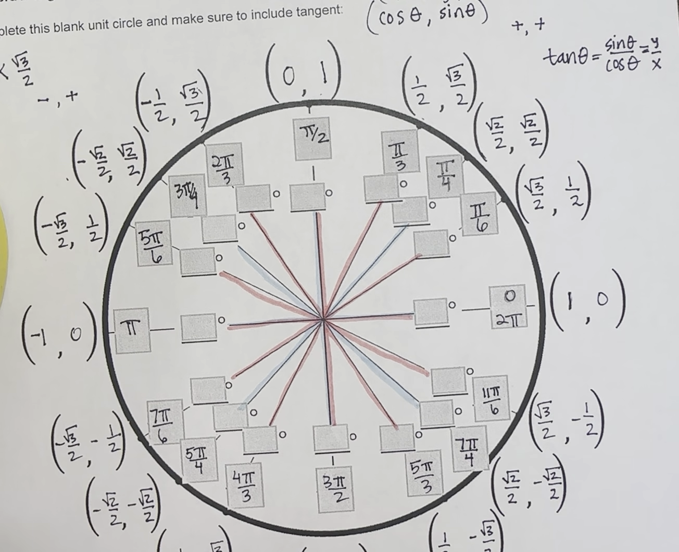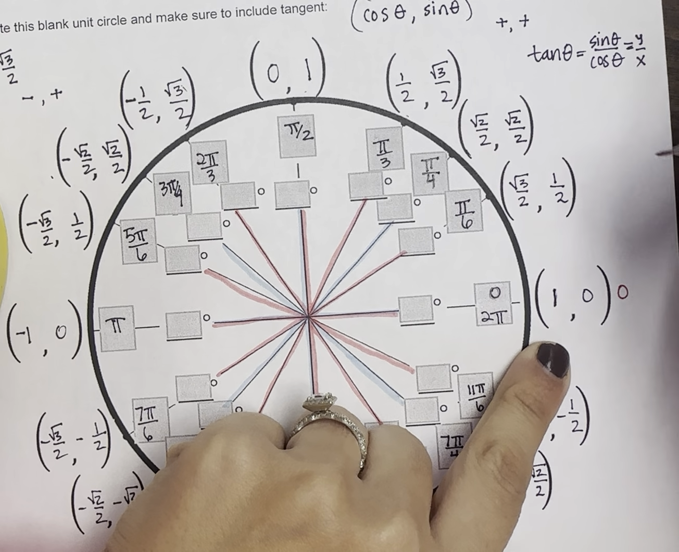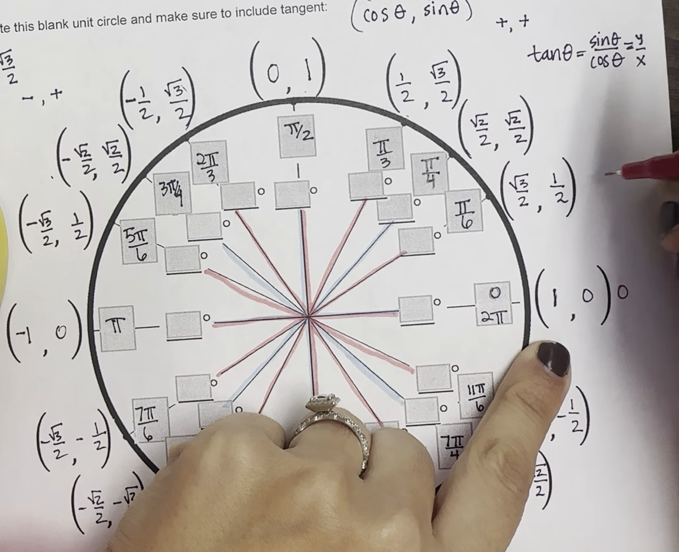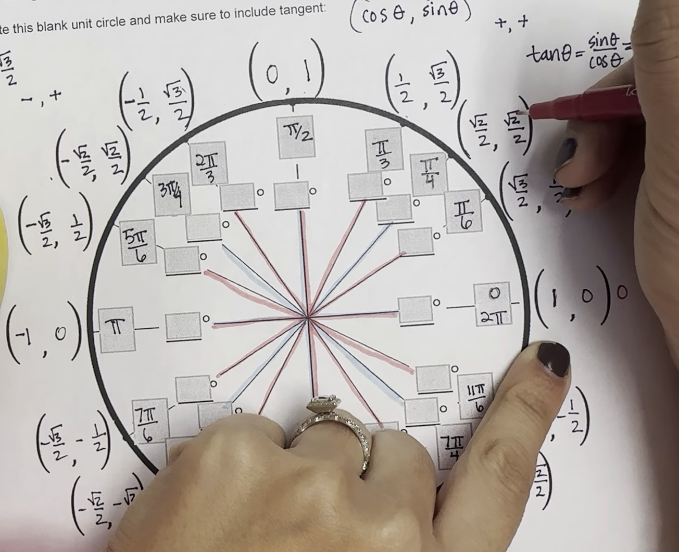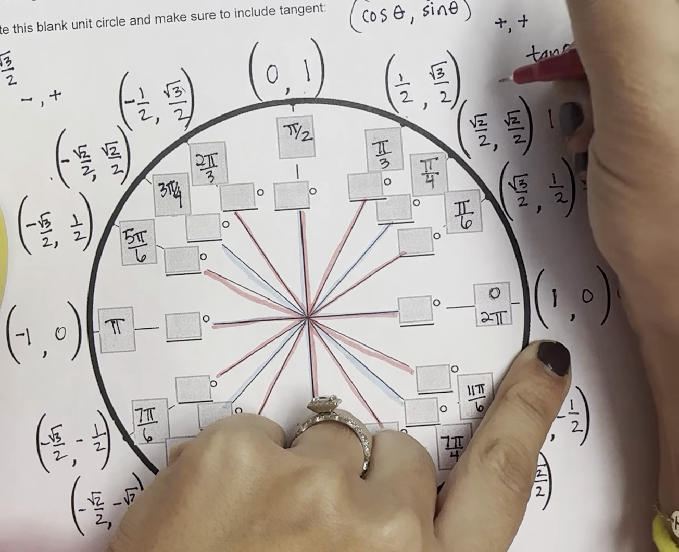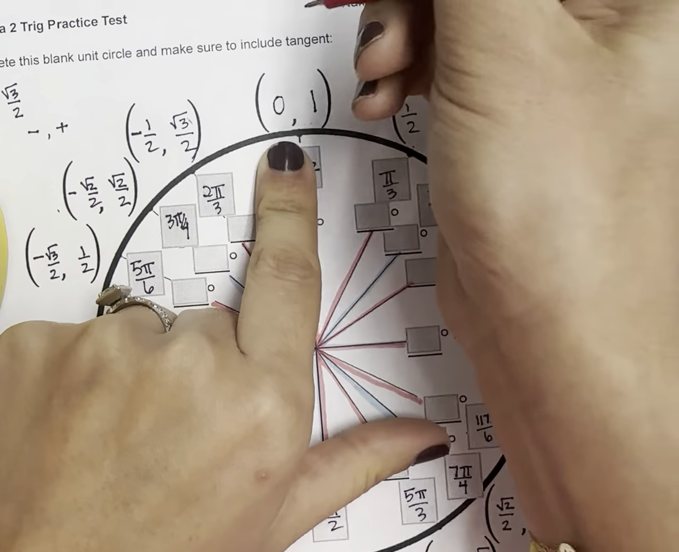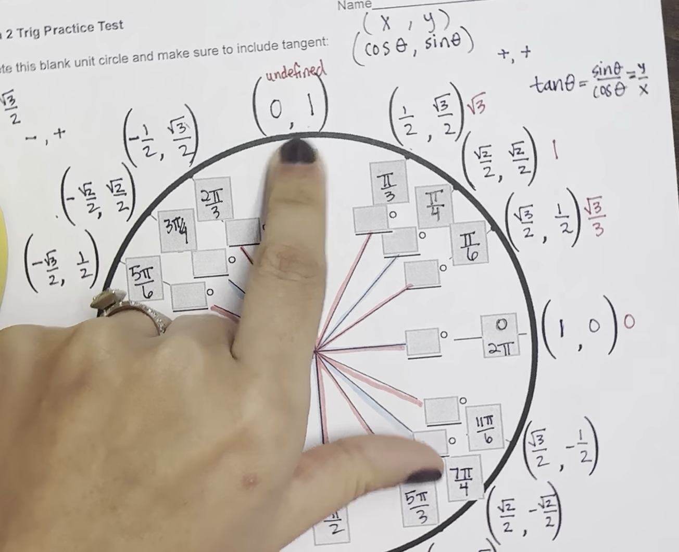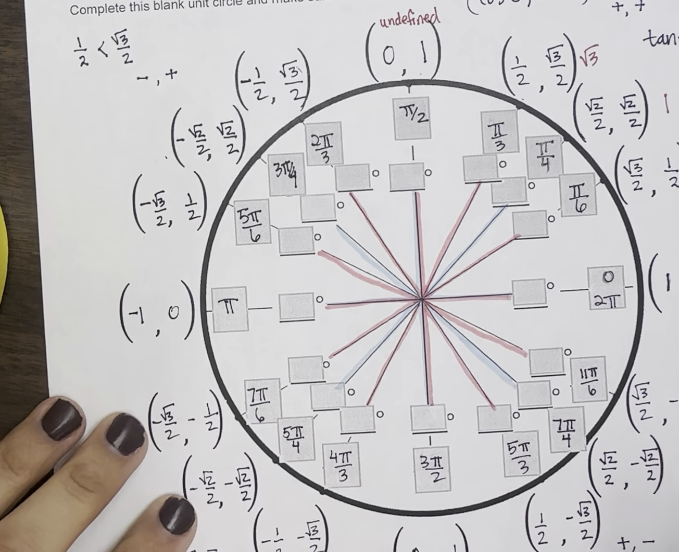I'll write it in red so it stands out. Over here, 0 divided by 1. That's 0. 1 divided by rad 3. That's 1 over rad 3. Can't have a rad in the denominator, so after I rationalize, that's rad 3 over 3. Over here, root 2 divided by root 2 is 1. Rad 3 divided by 1 is rad 3. And here, 1 divided by 0, ooh, can't do that. So it's undefined.